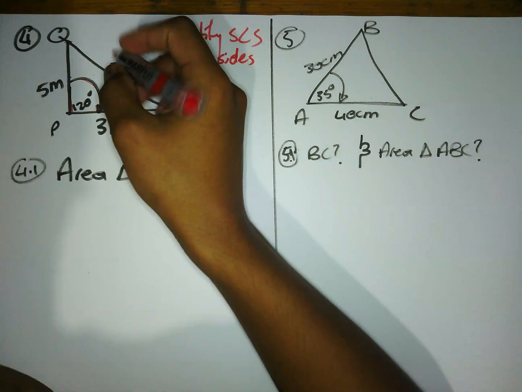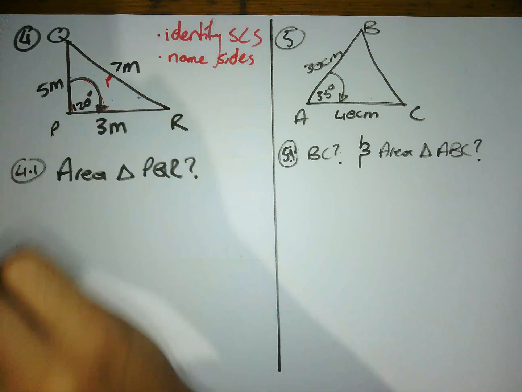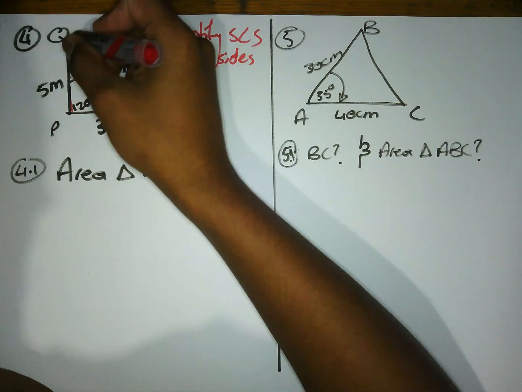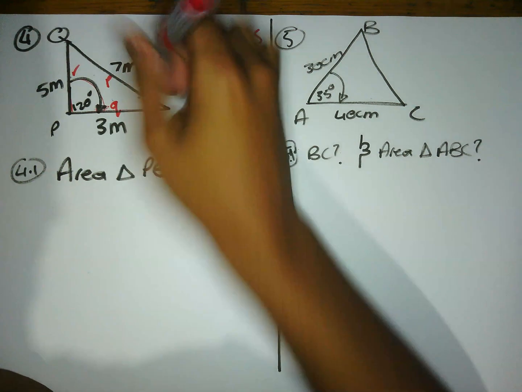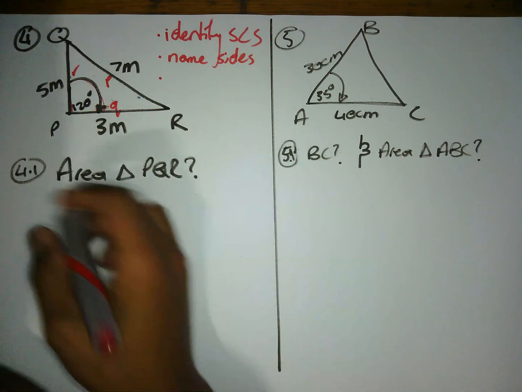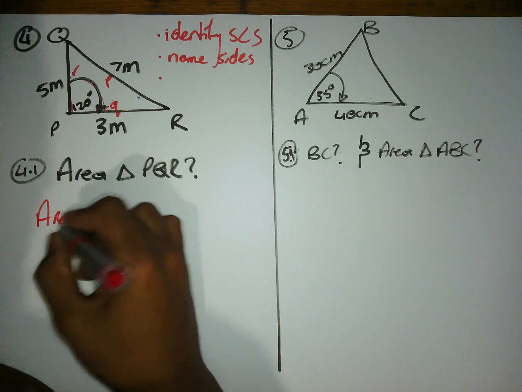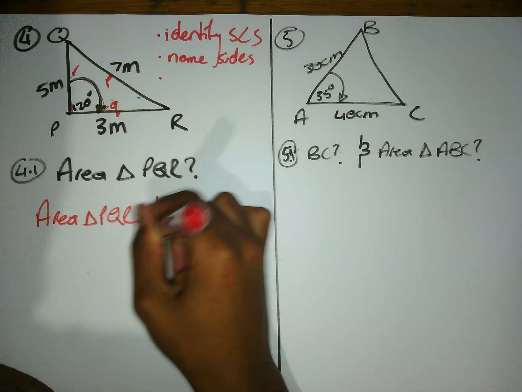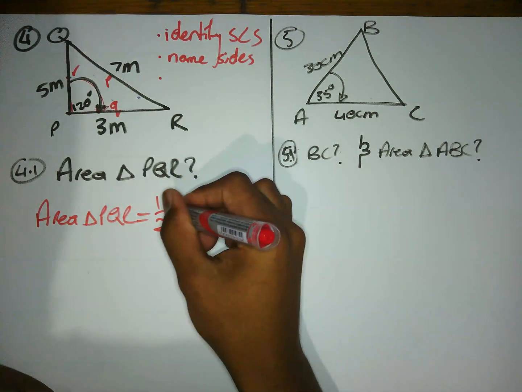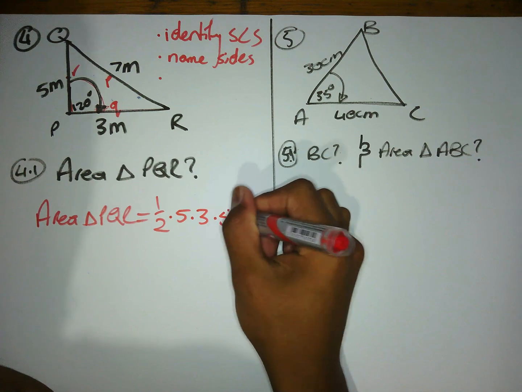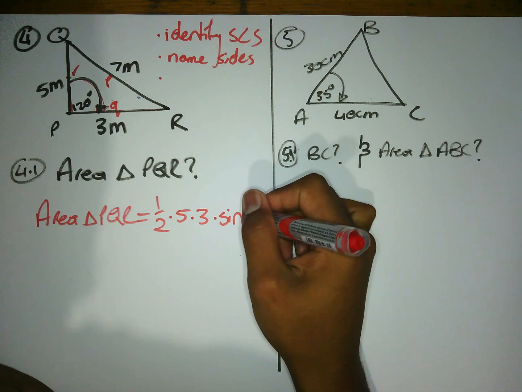Capital P, so the opposite angle P is a small p. Opposite angle R is my small r. Opposite angle Q is my small q. Then I substitute in my sides. It doesn't matter which one I use. Area of triangle PQR equals half, my side, times my side, times sine of my angle P.